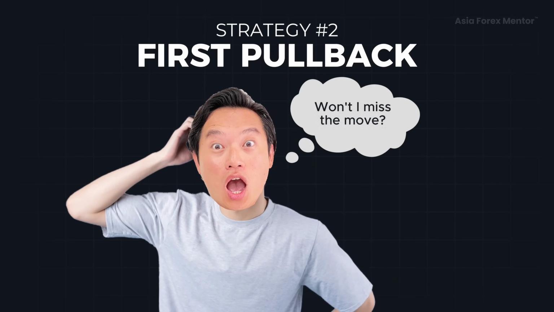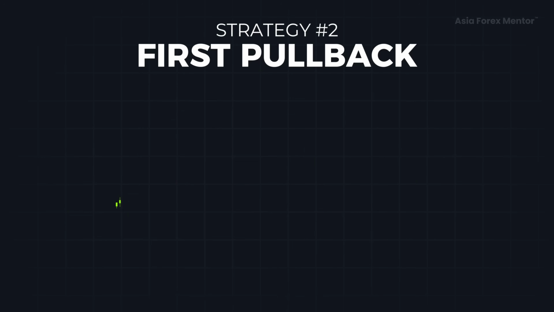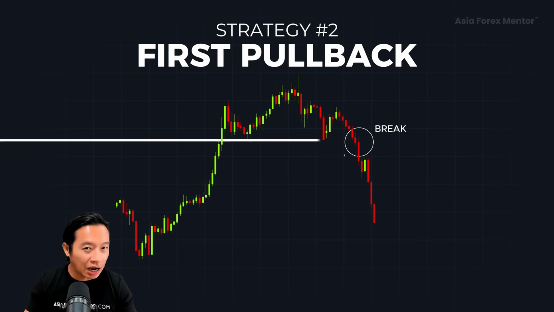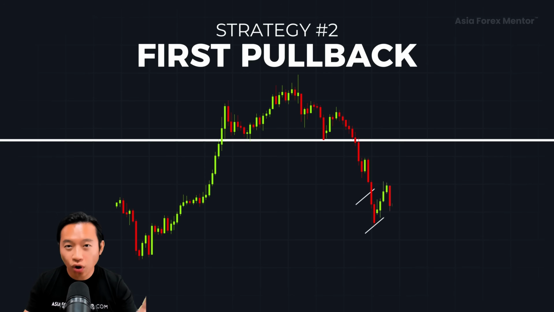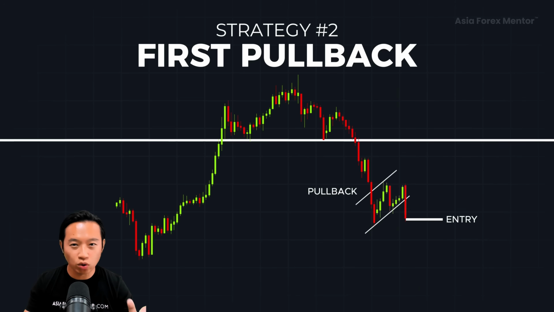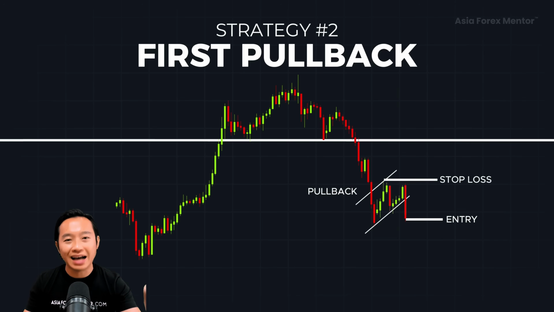So wouldn't I miss the move? This technique, right? The first pullback comes in. If the market breaks down without the build-up, wait for the pullback. When the pullback occurs, that's where you can go short on the break of the swing lows. Place your stop loss above the highs of the pullback.